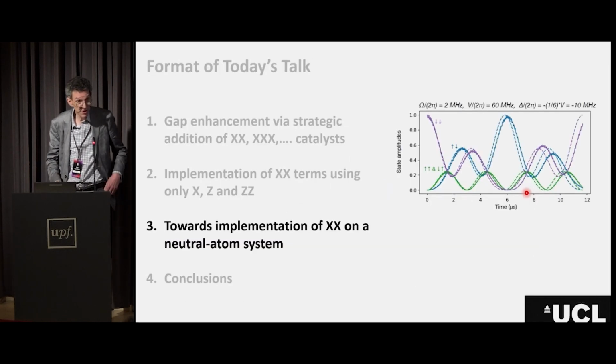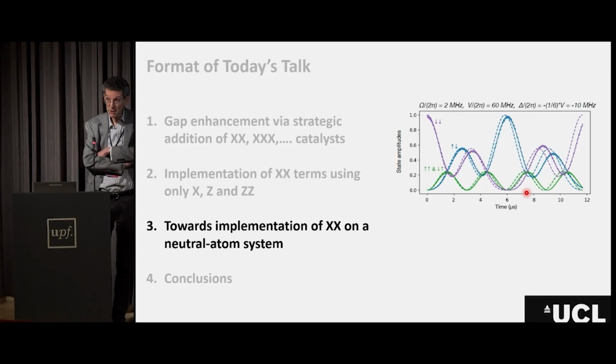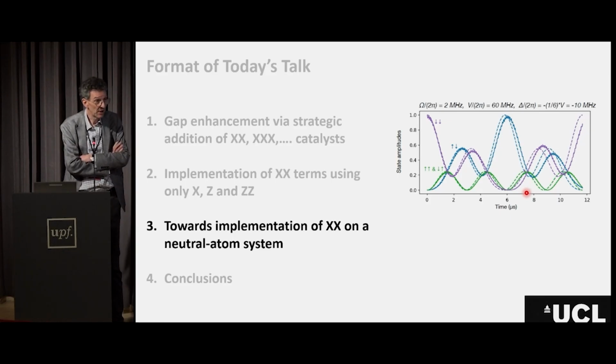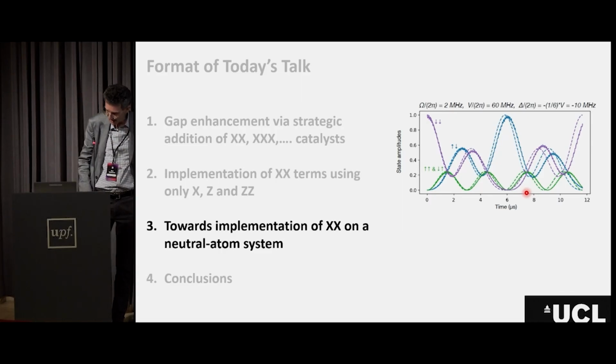Okay, so that seems to suggest that the XX term could be useful in enhancing the gap. And furthermore, using this one-hot encoding technique, we've got a way of sort of spoofing an XX interaction using standard terms in our hardware toolkit. Next question is, well, let's try and implement this on the hardware then.